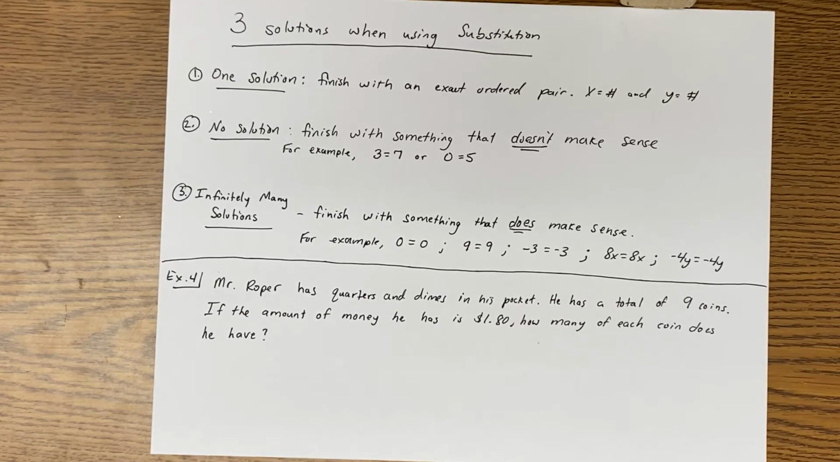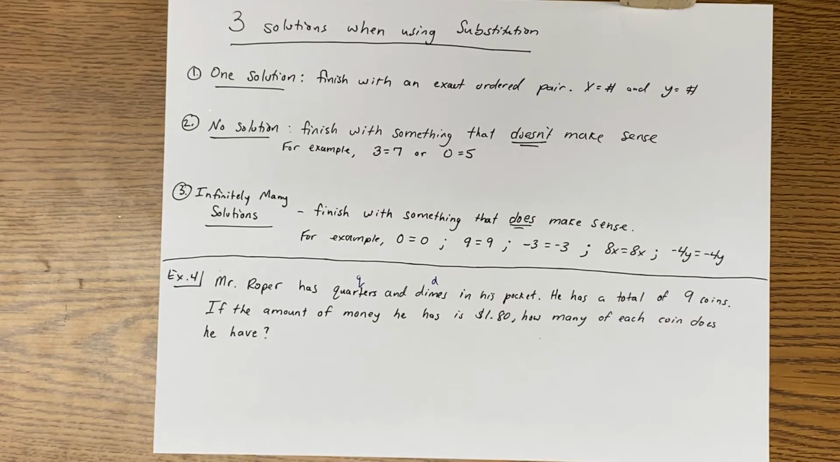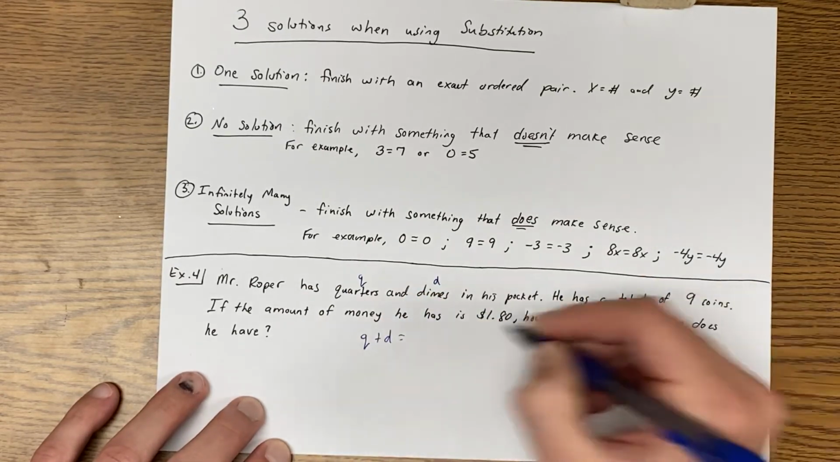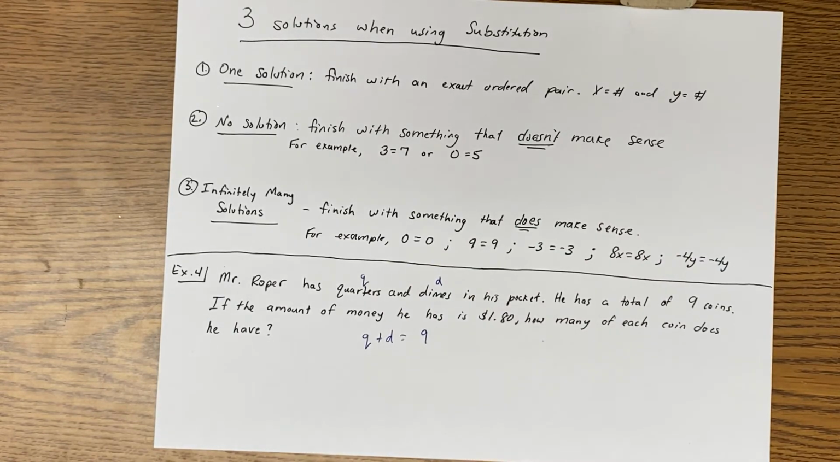So it says we have 9 coins, and we have quarters and dimes. So we could say that this is Q, and this is D for dimes. And we're going to write an equation for the number of coins that I have, okay? So we could say that Q plus D equals 9. We know that there are 9 coins in total. We don't know exactly how many quarters there are, how many dimes there are, but we do know there are 9 coins.